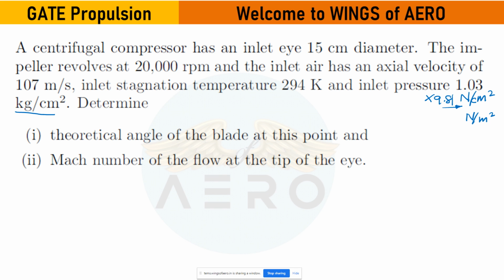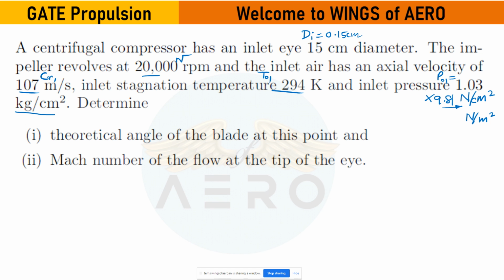Inlet diameter di is given, that is 0.15 centimeter. Then N is given. The inlet air has an axial velocity. Axial velocity means Cr is given. Inlet Cr1 is given. Then T01 is also given. This is also P01. Now blade angle at this point. So they have given the intake one.